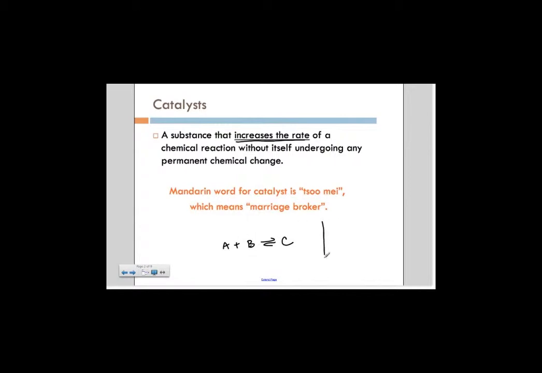Remember the way it does that, if we look at our energy level diagrams: a catalyst lowers the activation energy. Remember this value here is my activation energy. The catalyst allows that to be lower, which allows you to get over the hump easier, and therefore that increases our rate of reaction. I thought this was cute. In one of the textbooks I was using, it says the Mandarin word for catalyst is something that means marriage broker. So a catalyst is kind of a vehicle that you can put into your reaction to help A and B come together to form C.